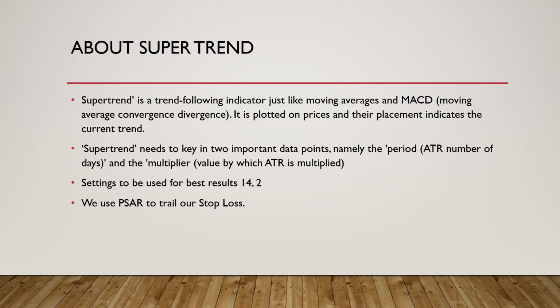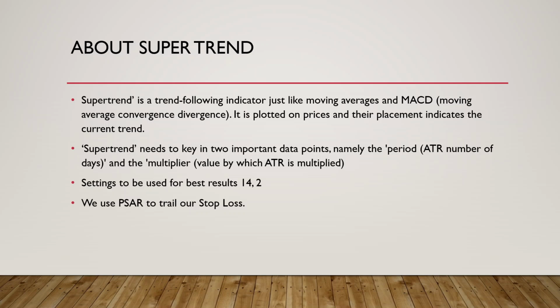Supertrend is a trend following indicator, just like any moving average or MACD. It is plotted on prices and its placement indicates the current trend of the market. This is a beautiful tool which you can use to identify the trend of the market. You can use it on multiple time frames to arrive at a concrete trend, and you should always follow the bigger trend. And if you want to do small scalping, then you should look at the minor trend.